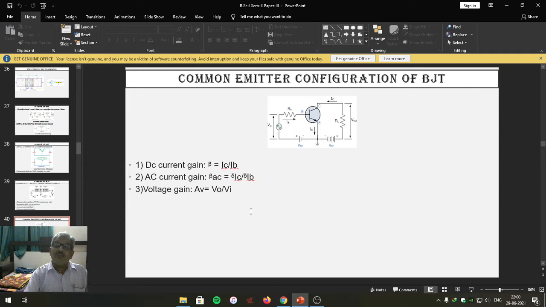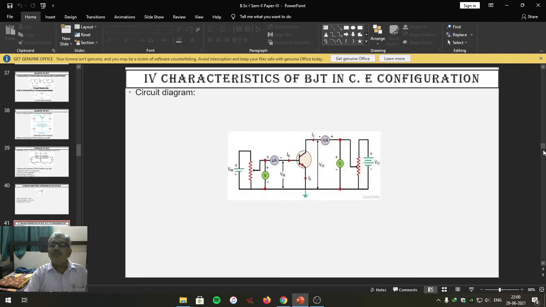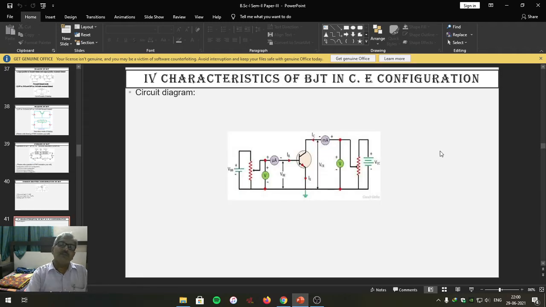After this, we are going to study the IV characteristics of BJT in common emitter configuration. Friends, while studying the IV characteristics of BJT in common emitter configuration, we are going to make use of this circuit diagram as represented here.